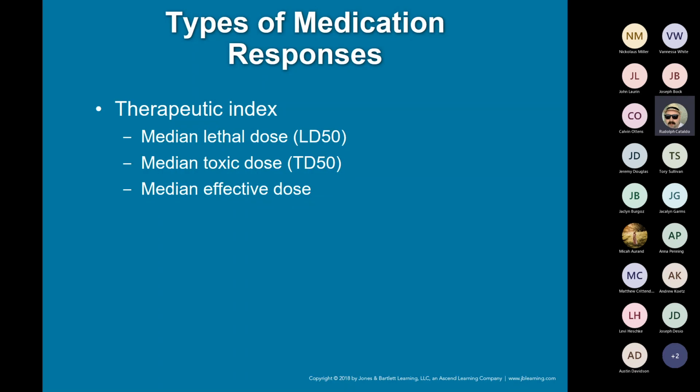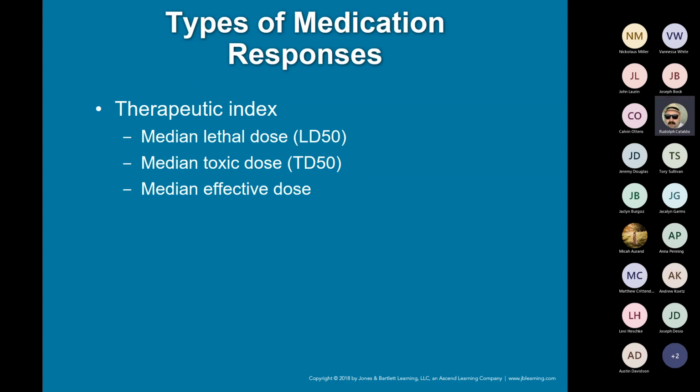50 micrograms of fentanyl for this patient is probably going to be the effective dose for them. If I overdose this patient, maybe 100 micrograms, that might get into the toxic dose, where I'm giving a little bit more than I should. Now, if I give this patient 400 micrograms of fentanyl, that's a lethal dose.